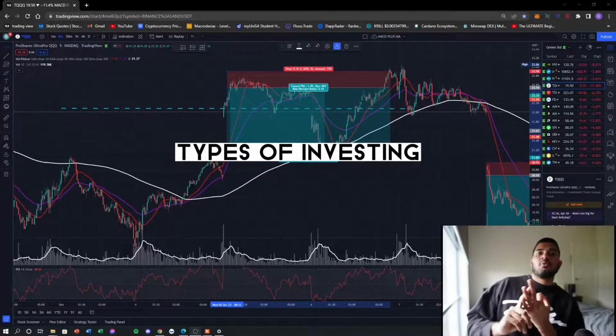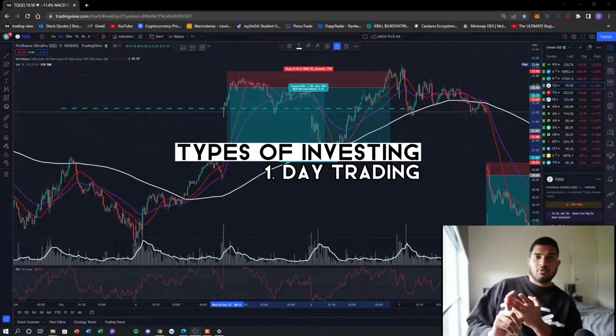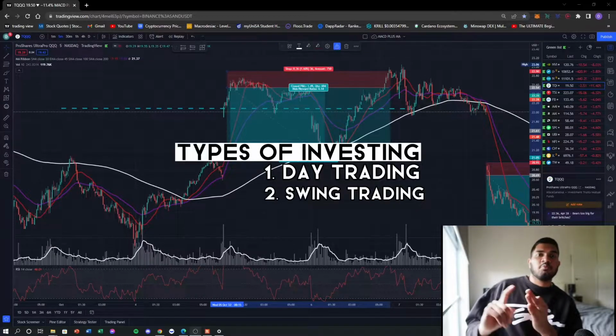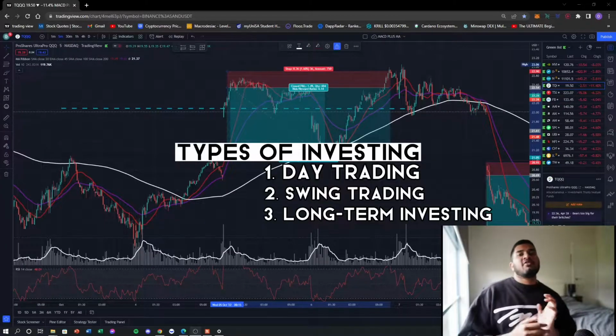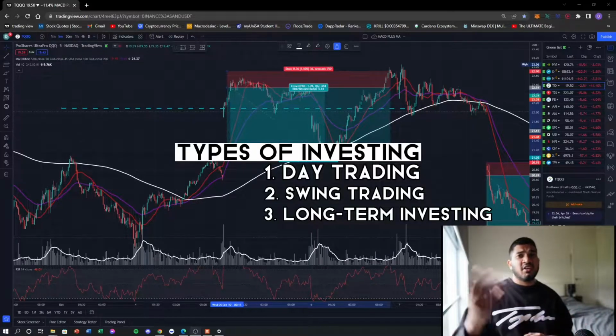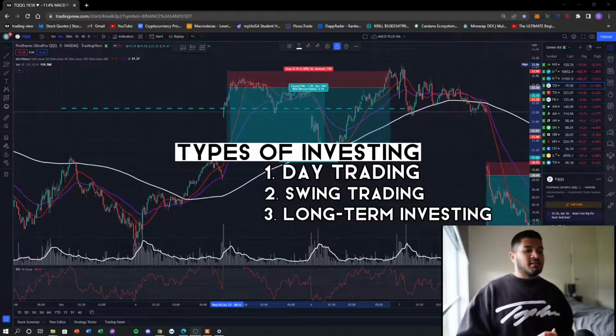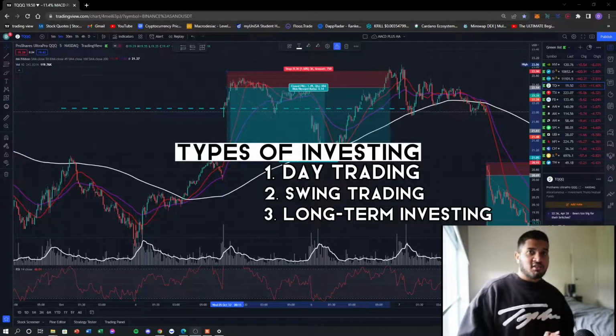So there's three main types of trading and investing. The first one would be to day trade, the second would be swing trade, and the last one would be to invest long term, which is basically ranging from any time between months to years, just hold it for a very long time. And what are the main differences?